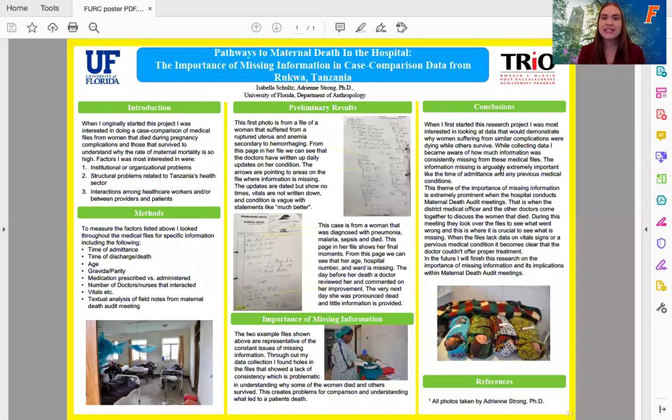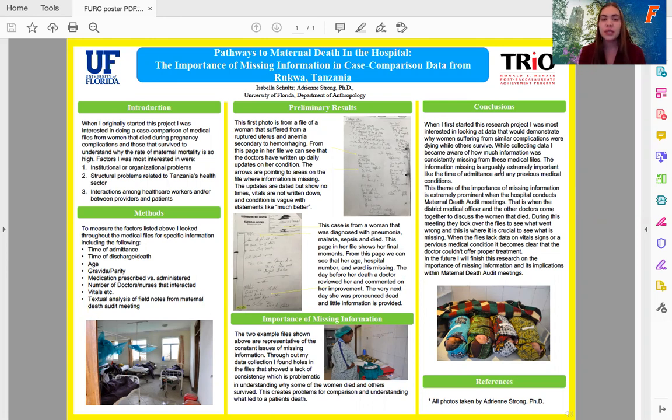Hi everyone, my name is Isabella Schultz, and today I'm presenting my research on pathways to maternal death in the hospital, the importance of missing information and case comparison data from Rukwa, Tanzania. And Dr. Adrian Strong in the anthropology department at the University of Florida is my mentor for this research.